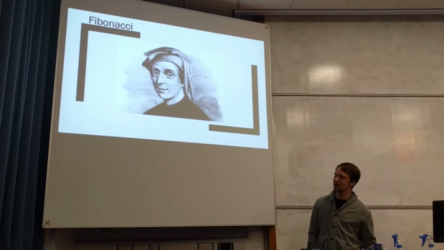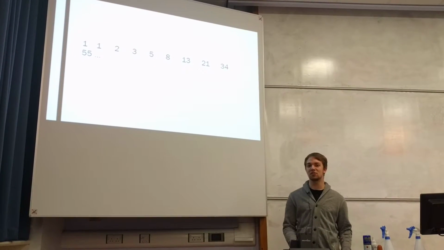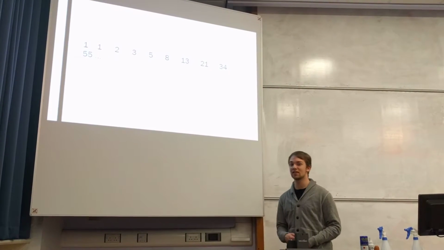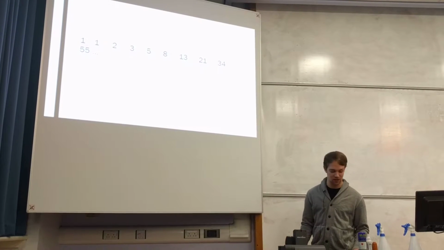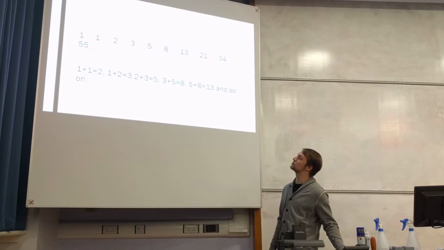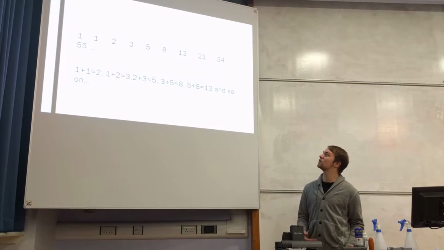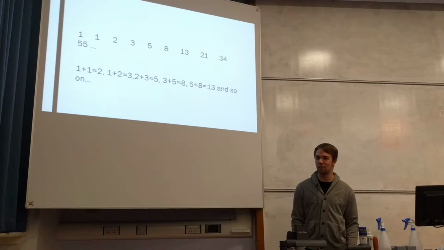So this is Fibonacci and this is the sequence. How it works is you take the previous two numbers and sum them together to get the next one. For instance, 1 plus 1 is 2, 2 plus 1 is 3, 2 plus 3 is 5, 3 plus 5 is 8, 5 plus 8 is 13 and so on.